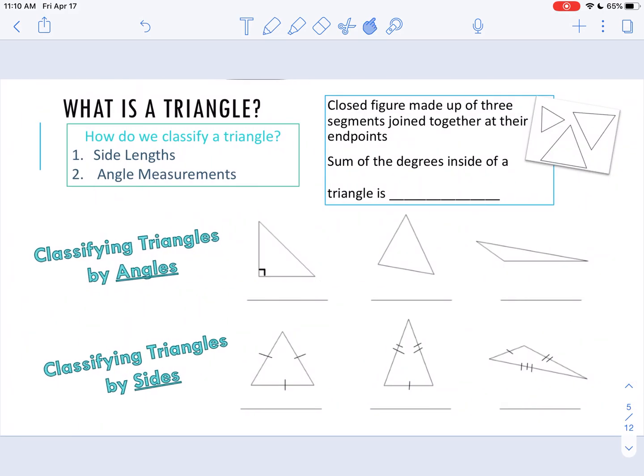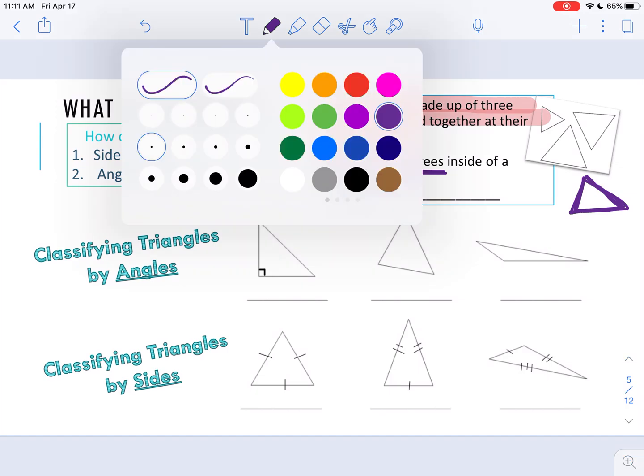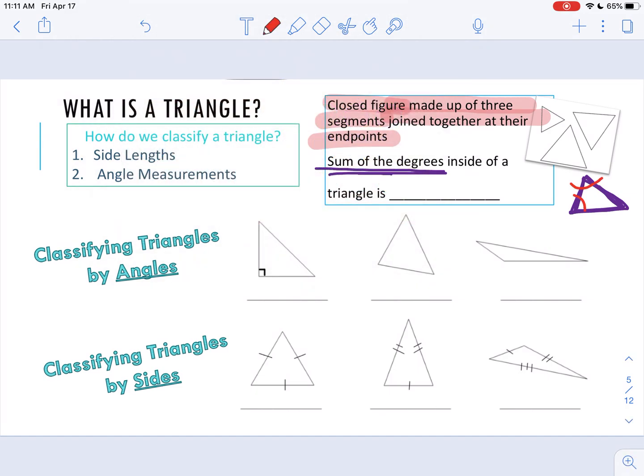Let's first start with our 3-sided polygon, which is a triangle. We know a triangle is a closed figure, that's the definition of a polygon, made up of 3 line segments joined together at their endpoints. So if I were to quickly draw a triangle right here, I would create 1 line segment, another line segment, and another line segment, all of which are connected by their endpoints. It's a little messy, but you see the little triangle that I drew here by just connecting 3 line segments. If you know anything about triangles, you should know the interior sum, the sum of the degrees inside. Now a triangle contains 3 angles. You've got an angle here, an angle here, and an angle here.